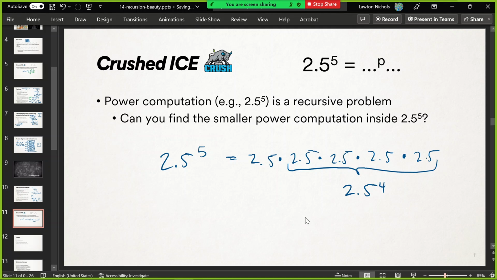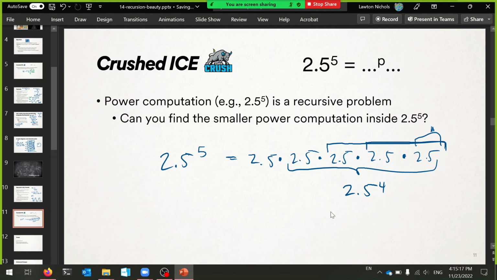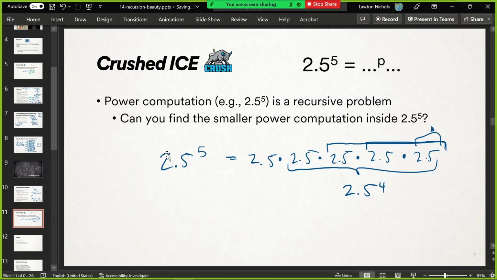Yeah, so there's a smaller power computation. Do we see it now? And then here's 2.5 to the third. You can find it anyway. There's 2.5 to the third as well, 2.5 squared, 2.5 to the 1. I guess 2.5 to the 0 is technically there, like it's times 1. You can always multiply something by 1. That always works out. But there it is. Does that make sense? So we can find a smaller power computation inside of a bigger power computation, which proves that it's recursive. And that means we can generalize this.